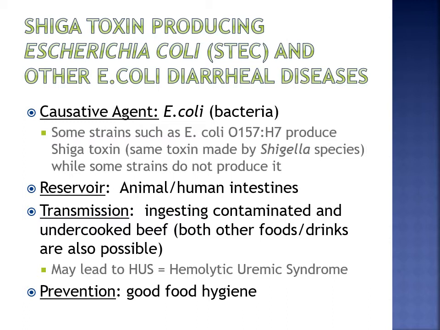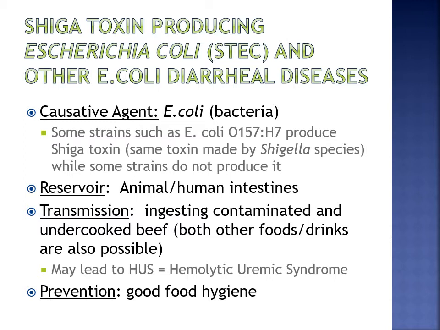You can also get a diarrheal disease from E. coli, specifically a strain of E. coli that underwent horizontal gene transfer with a Shigella species. So it's Escherichia coli that can produce that Shiga toxin. This is specifically called Shiga toxin-producing Escherichia coli, or STEC. And then, of course, other E. coli can cause a couple diarrheal diseases as well, but the one with the Shiga toxin is the worst. So overall, the causative agent is the bacterium E. coli, some of those strains with that Shiga toxin.